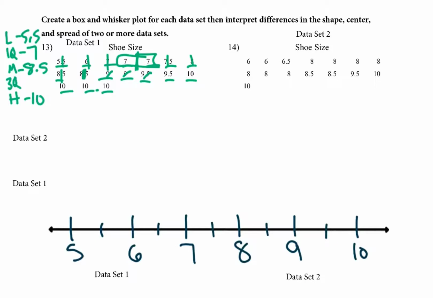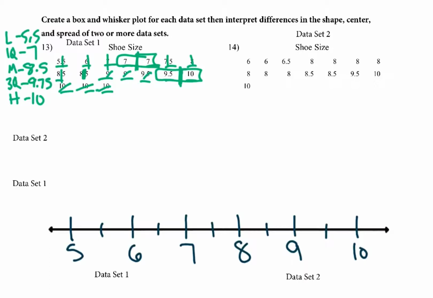1, 2, 3, 1, 2, 3. In between 9.5 and 10, halfway between would be 9.75, which is our third quartile. Now we do need to find our interquartile range to make sure we don't have any outliers. Because if we have an outlier, it's going to adjust how we draw it, especially because the calculator does that for us as well.